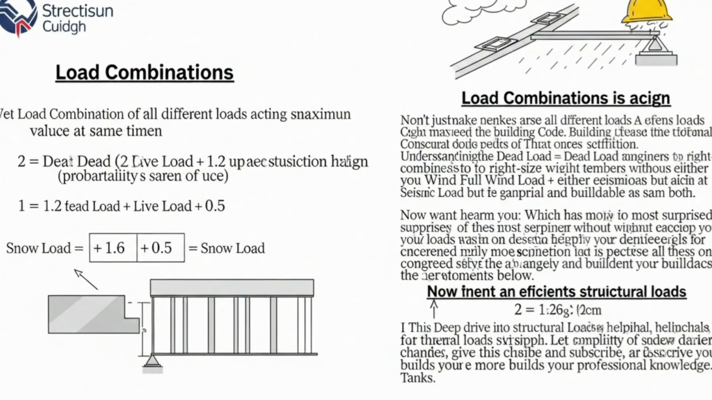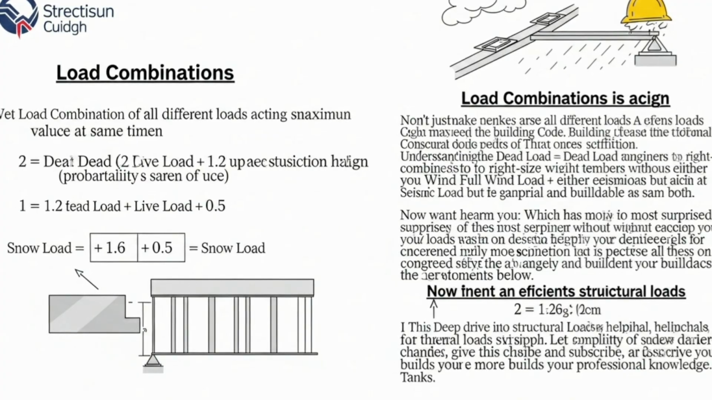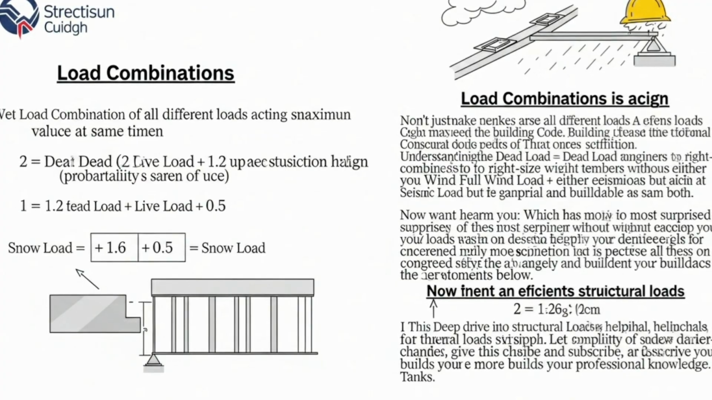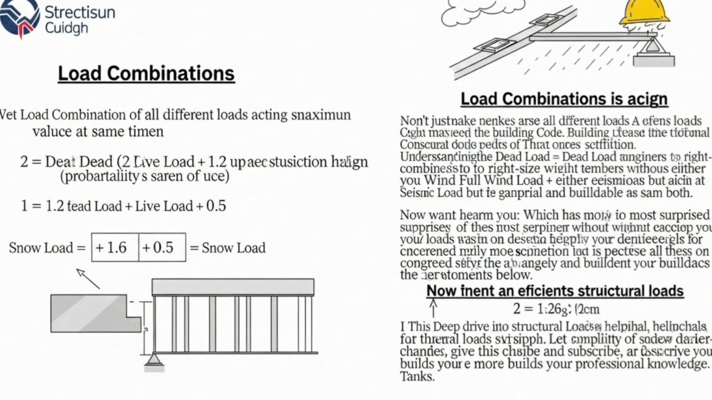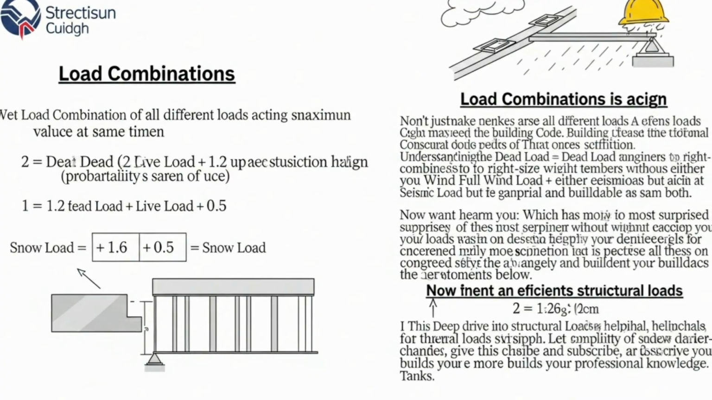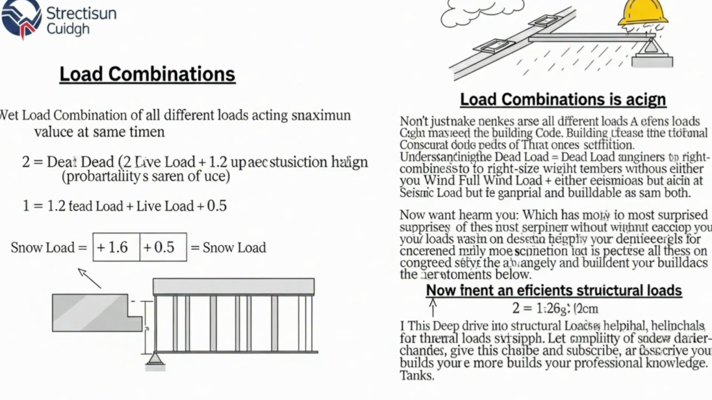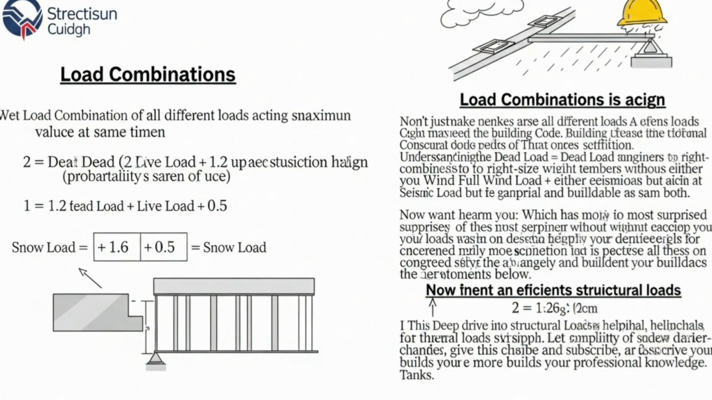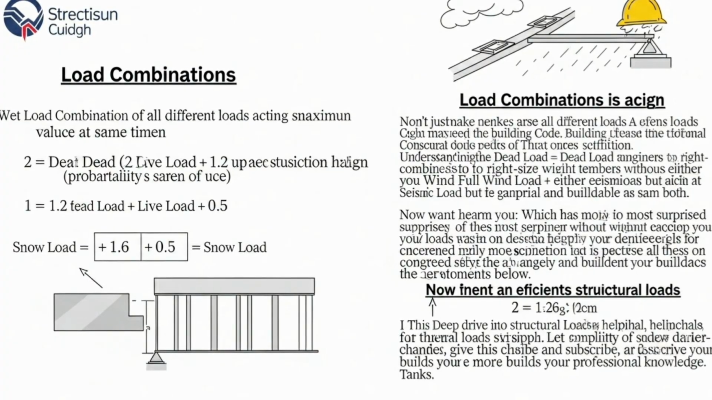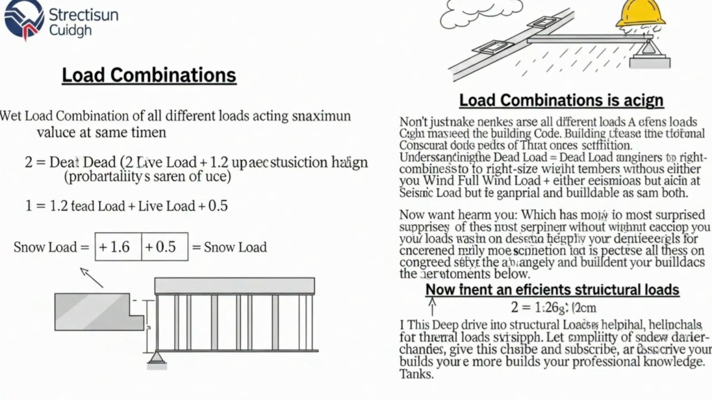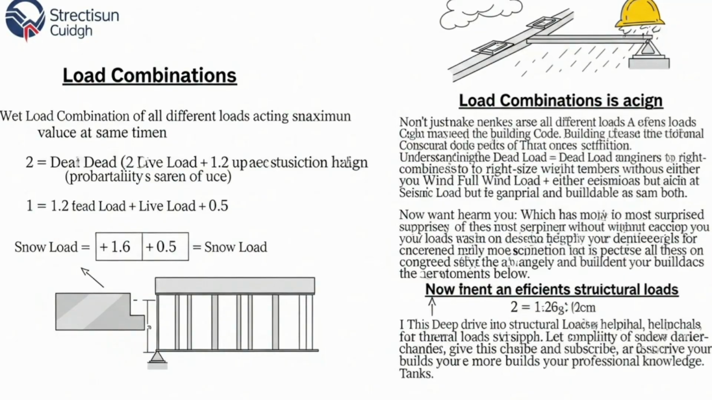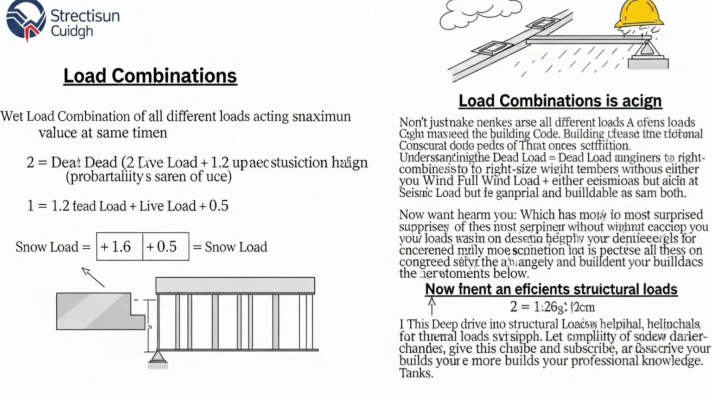So, how do we make sense of all these different loads acting simultaneously? We don't just add up the maximum of each one. That would be overly conservative and inefficient. Instead, we use load combinations as specified in the building code. These are probability-based equations that consider the likelihood of different loads occurring at their maximum values at the same time.